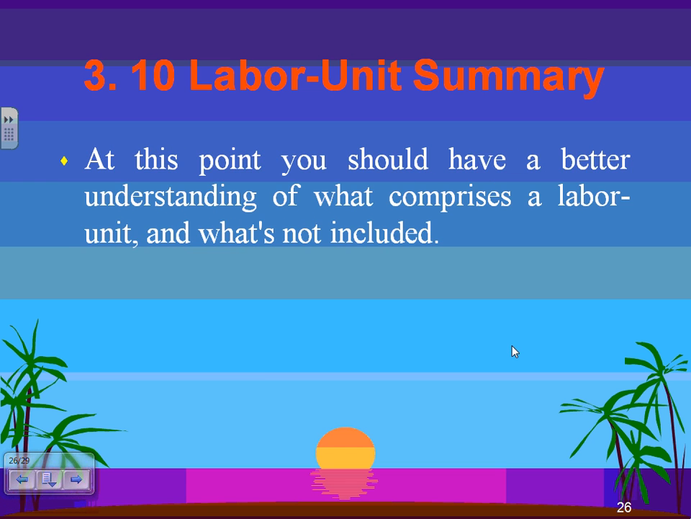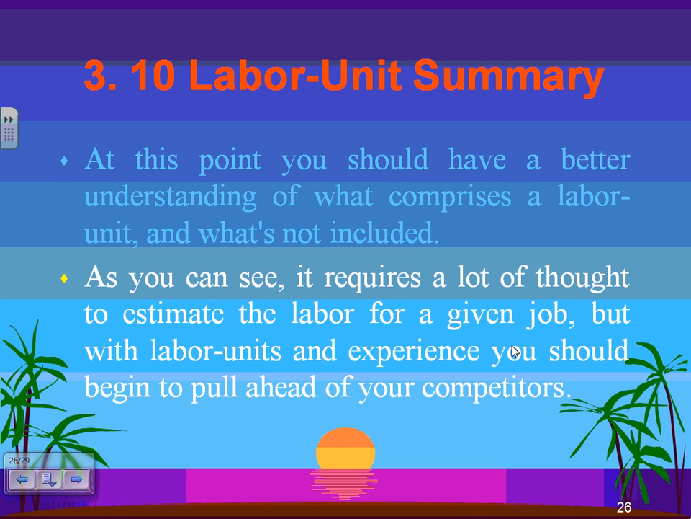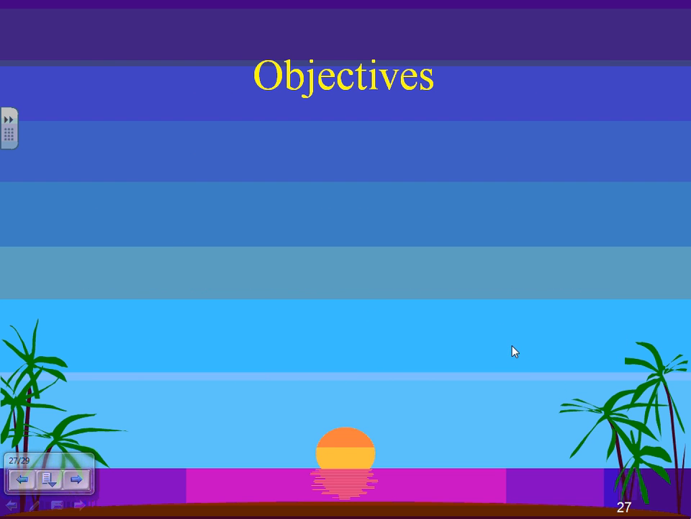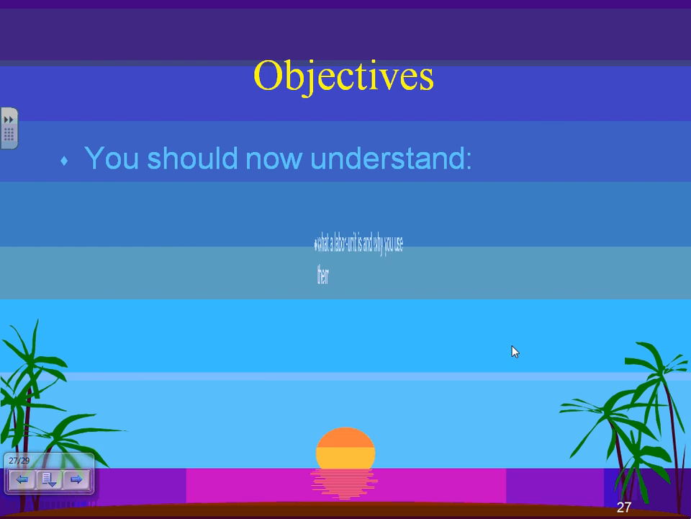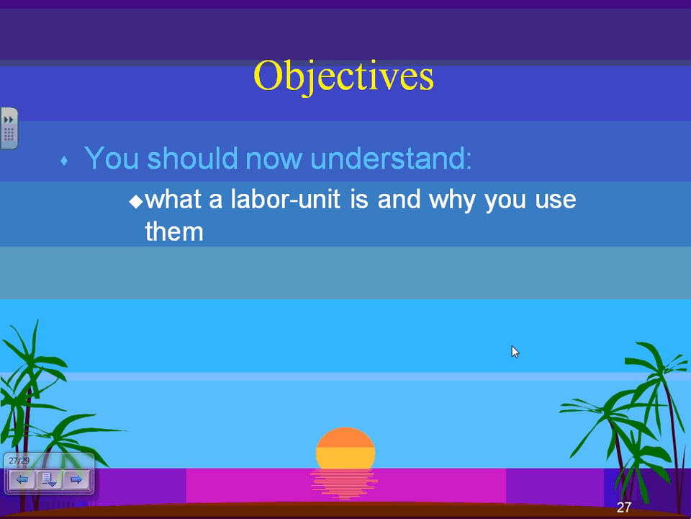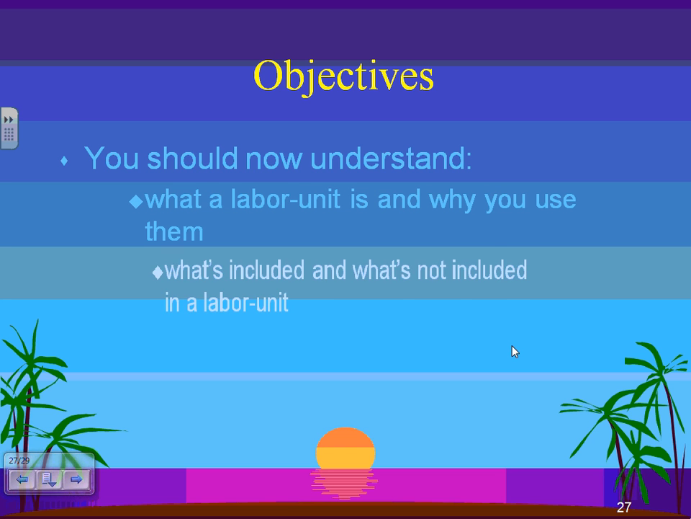Labor unit summary. A couple of things. You have to develop your own estimate. That's what we're saying. You should know the following. Do we know what the labor unit is now? Everybody knows what a labor unit is? Good. A labor unit is an hour or a percentage of an hour assigned to a piece of equipment.